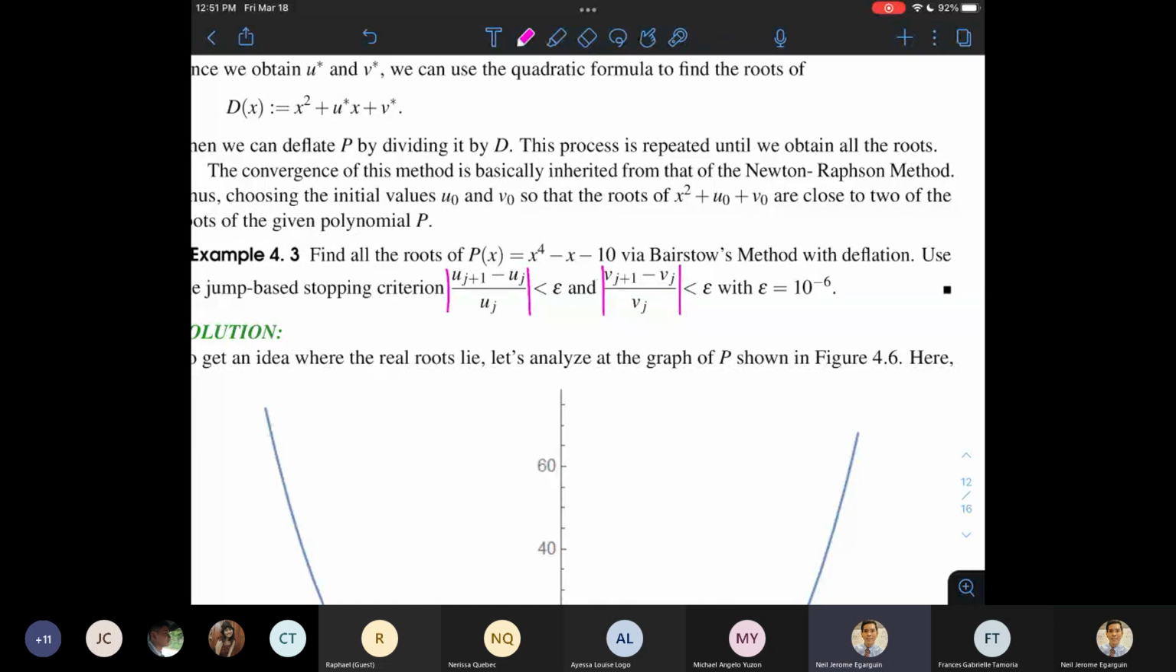Okay? So, para malaman kung pwede ka nang tumigil, kunin mo yung relative jump dun sa mga U's, tapos yung relative jump dun sa mga V's. Pag parehas na silang less than epsilon, then tumigil ka na. So, kung si U1 ay hindi pa ganon kalayo mula kay U0, si V1 di pa ganon kalayo kay V0, or at least one of them doesn't meet the jump-based stopping criterion, then we give it another go.